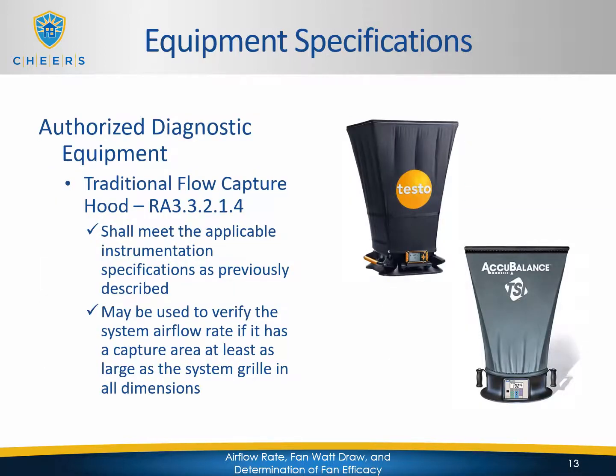Here we have a traditional flow capture hood. It shall meet the applicable instrumentation specifications previously described, and it may be used to verify the system airflow rate if it has a capture area at least as large as the system grill in all dimensions. So basically what that means is that the top area of the flow hood has to be able to completely cover the return grill that it's going to be measuring. If it doesn't, you either have to build or buy an adapter to make sure that the flow hood will cover completely the return grill that you're testing.